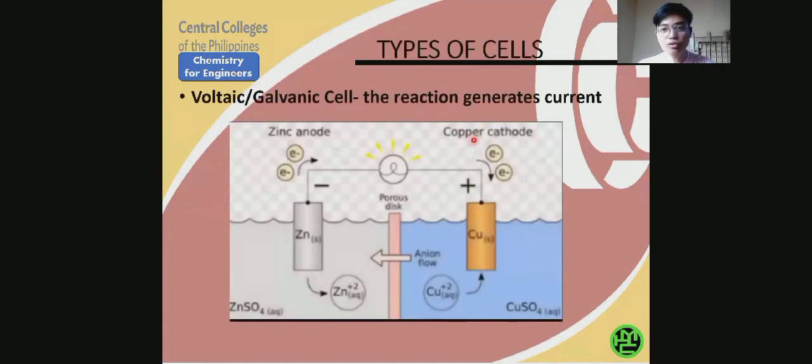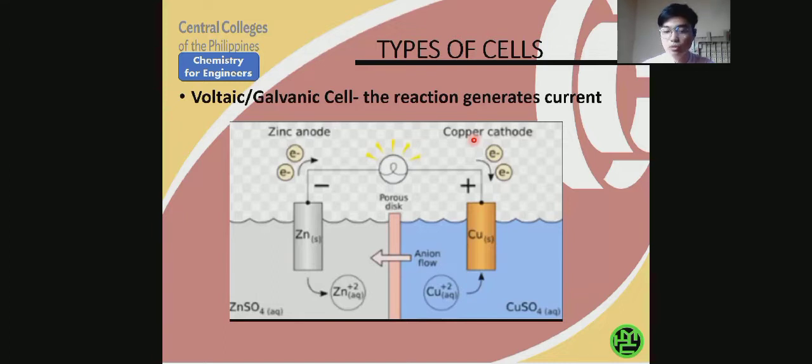So now let's move on to our types of cells. Number one, we have our voltaic or galvanic cell. Meaning this particular reaction generates current. Like typical batteries, when we put batteries in our gadgets, we get power. The batteries in our cell phones are actually an example of a voltaic or galvanic cell.